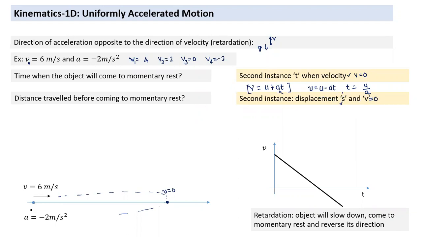Since we have to find displacement, the figure should look something like this. S is equal to... sorry, in this case we have to find s, since 2 velocities are given and I'm not interested in time. So we'll use the equation v square = u square + 2as. If we substitute here, v is equal to 0, u is equal to 6 square, plus 2 times a, which is -2, into s. So what is s equal to? The distance it will travel before coming to momentary rest will be equal to 36/4.